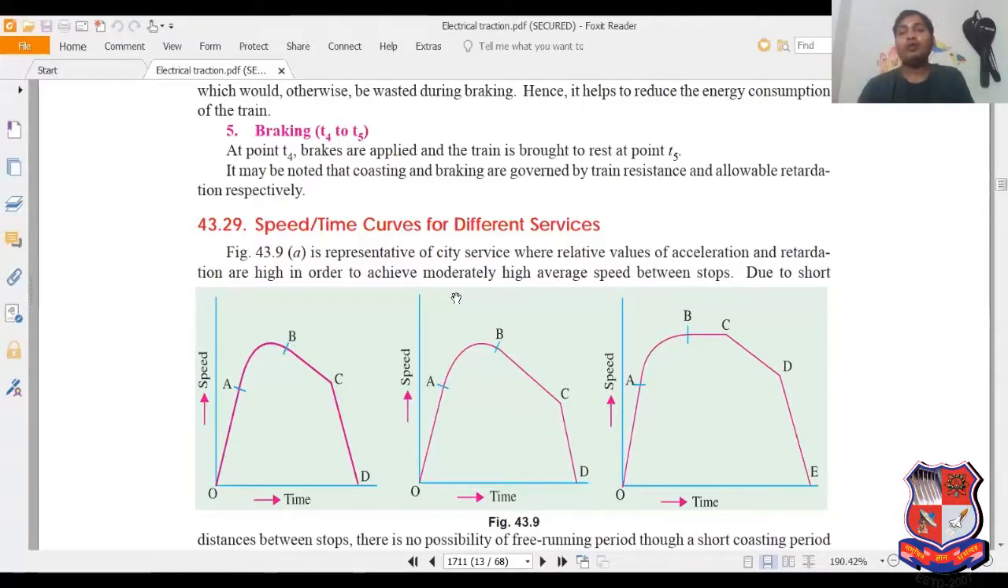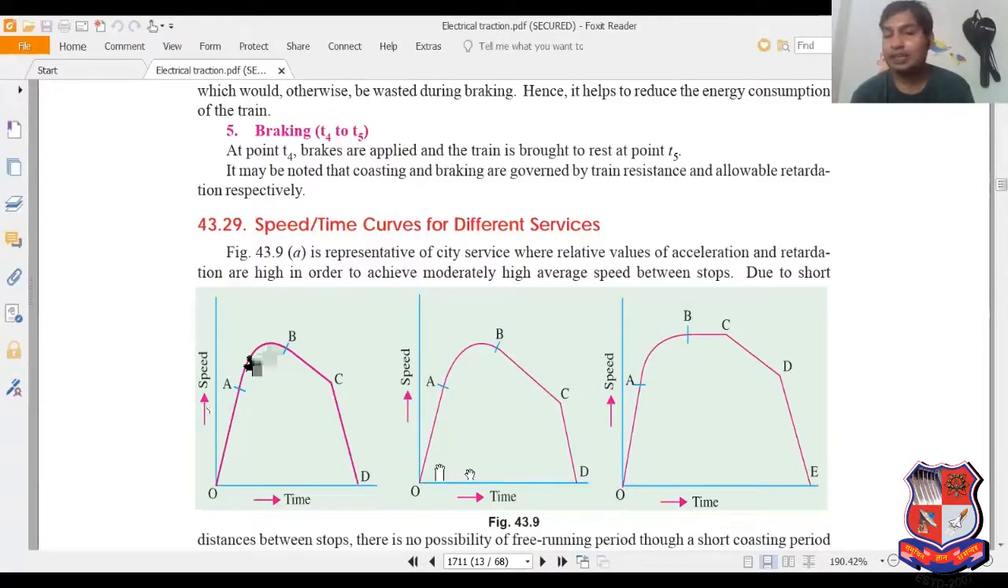So if we look on the graph, these are three different speed time curves for three different service lines. In the first one, we can see that the train attains its maximum speed in a very, very small time, then again it goes to zero. That means the stations are too close to each other.